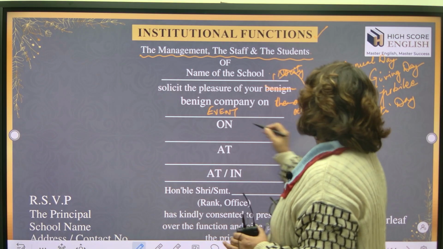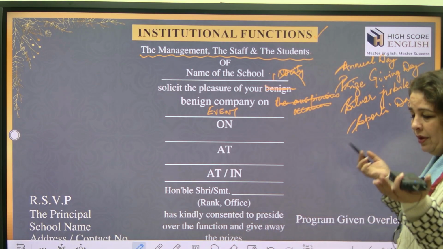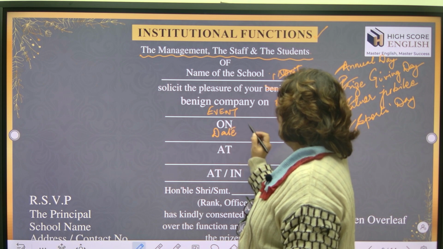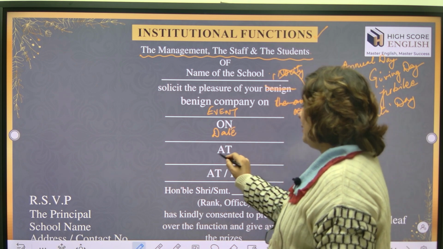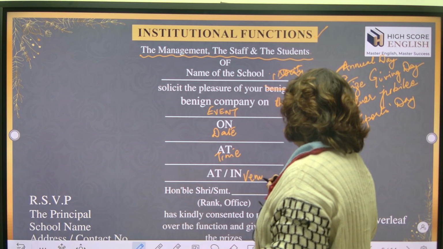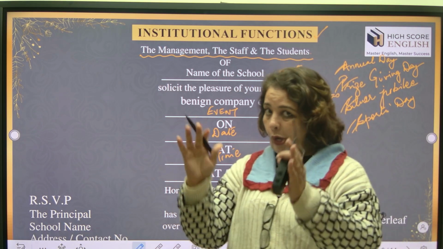Whatever is the event out of these 3, 4, 5, or whatever is there in the question. Then you are going to write the date. Then you are going to write the time. And then you have to write the venue. At or in? At the school, a point of place.